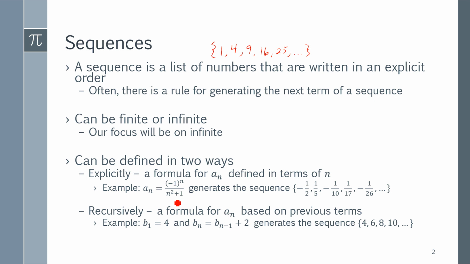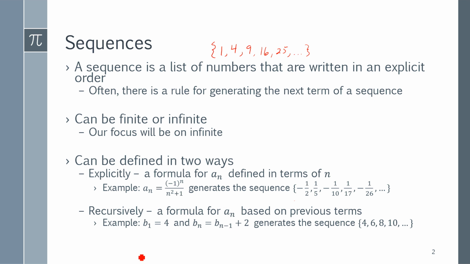says, okay, if I want the first number in the sequence, I plug 1 in for n. I get -1 over 1 squared plus 1, which is -1/2. If I want the second term in the sequence, I plug 2 in for n. If I want the third term, I plug 3 in for n, etc.